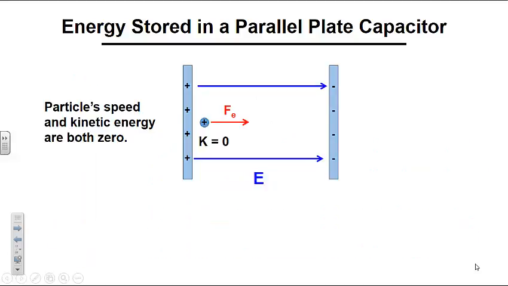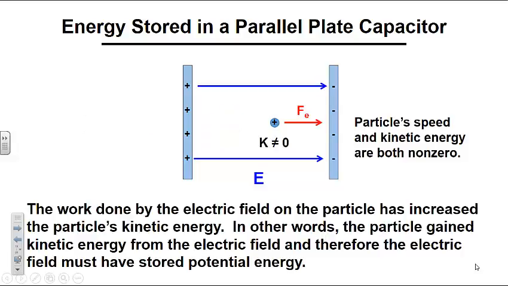Consider a particle released from rest in between the plates of the capacitor. Initially, the kinetic energy and speed of the particle are both 0. The electric field within the capacitor will exert a force on the particle and will do work on the particle. This work will result in an increase in kinetic energy of the particle. Therefore, we can say that the kinetic energy gained by the particle came from the electric field. In other words, the electric field stored potential energy.